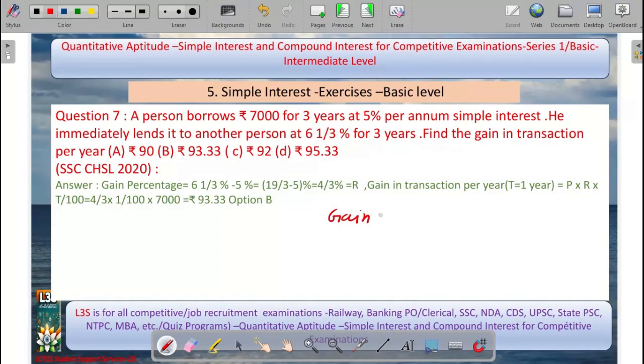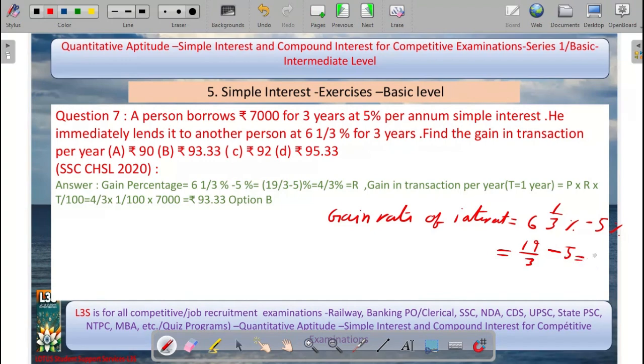So the gain in rate of interest is equal to 6 1/3% minus 5%. So 19/3 minus 5.